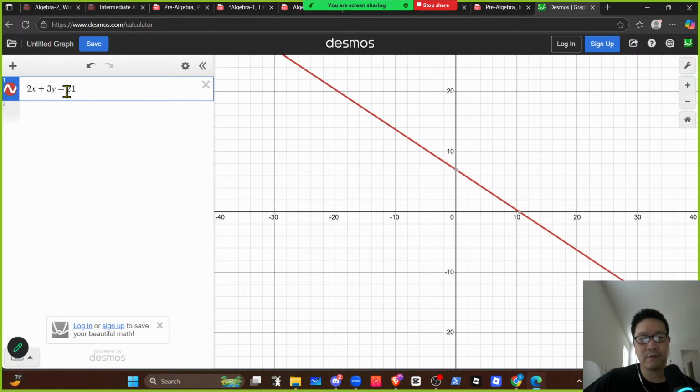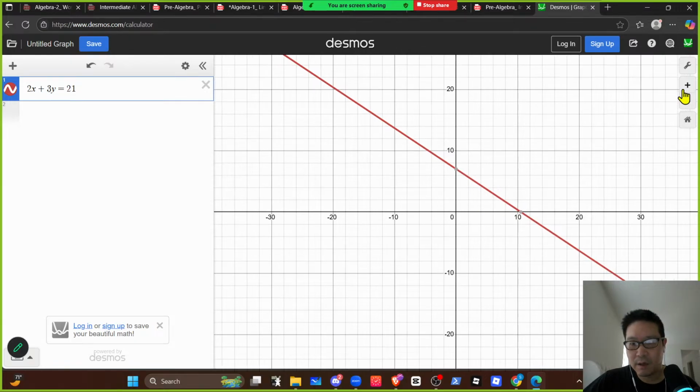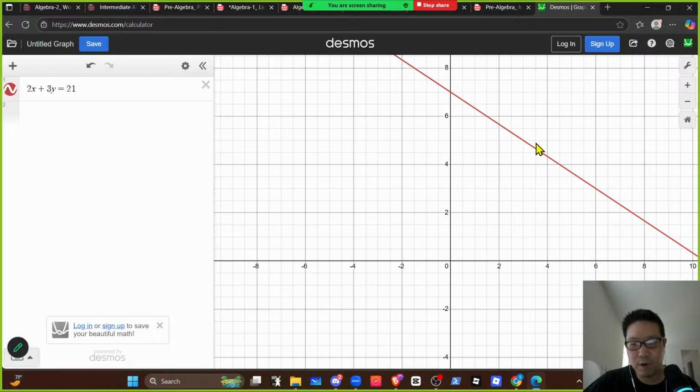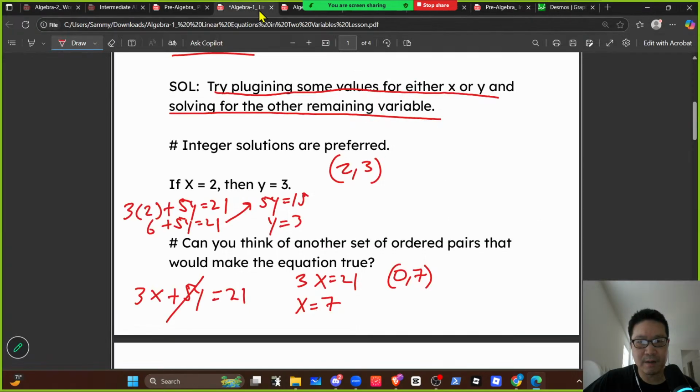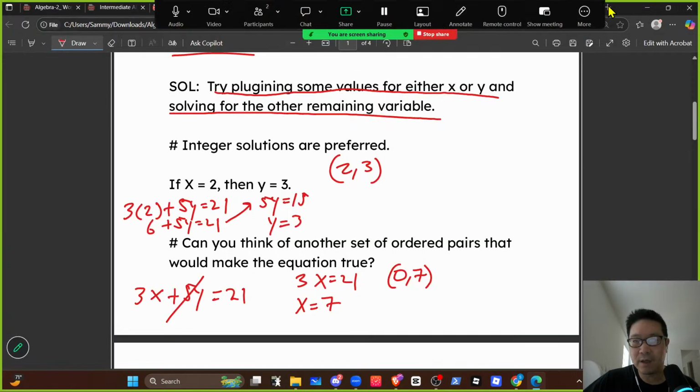If the equation for the line is 2x plus 3y equals 21, then every single value of x and y that you see here on this line will be true for this equation. And we can verify because one of the solutions was 0 and 7. Well, here, look, we have 0, and at 0 we have 7 for the value of y. The other was 2 and 3.